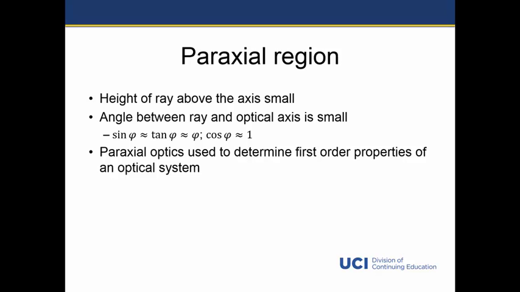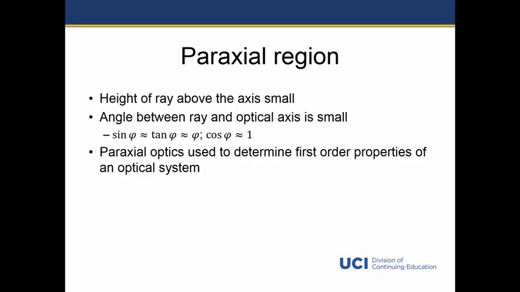The paraxial region is that region where the height of the ray above the axis is small, and the angle between the ray and the optical axis is also small. So in a region where we can say that the sine of theta, the ray relative to the normal at the point of intersection, is approximately equal to the tangent, which is effectively equal to the angle itself in radians, and that the cosine of theta, or phi, is approximately equal to 1.